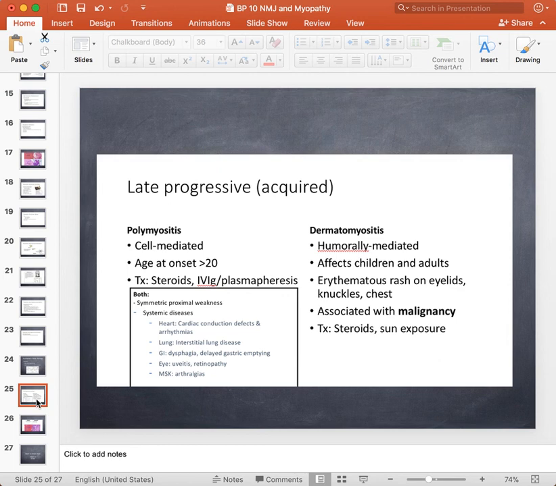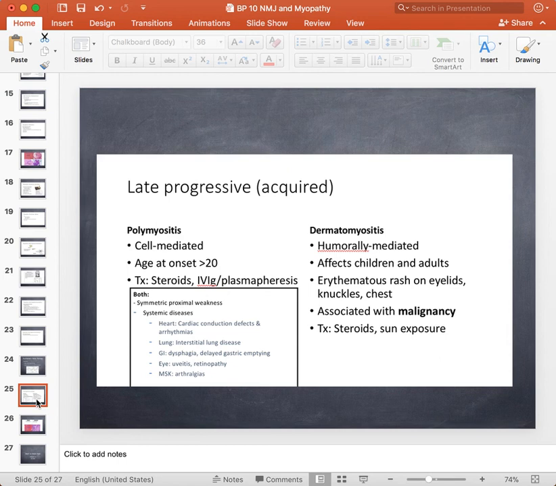Polymyositis is a cell-mediated process. It's going to happen after age 20. You're going to see, again, symmetric muscle weakness, and then a whole host of systemic disease. So arthralgias, cardiac conduction deficits, arrhythmias, you can have associated interstitial lung disease. The way that I think about it is you have a whole lot going on, plus you have a muscle disease. And so that should tell you that there's a diffuse process happening. Treatment is with steroids and IVIG or plasmapheresis.